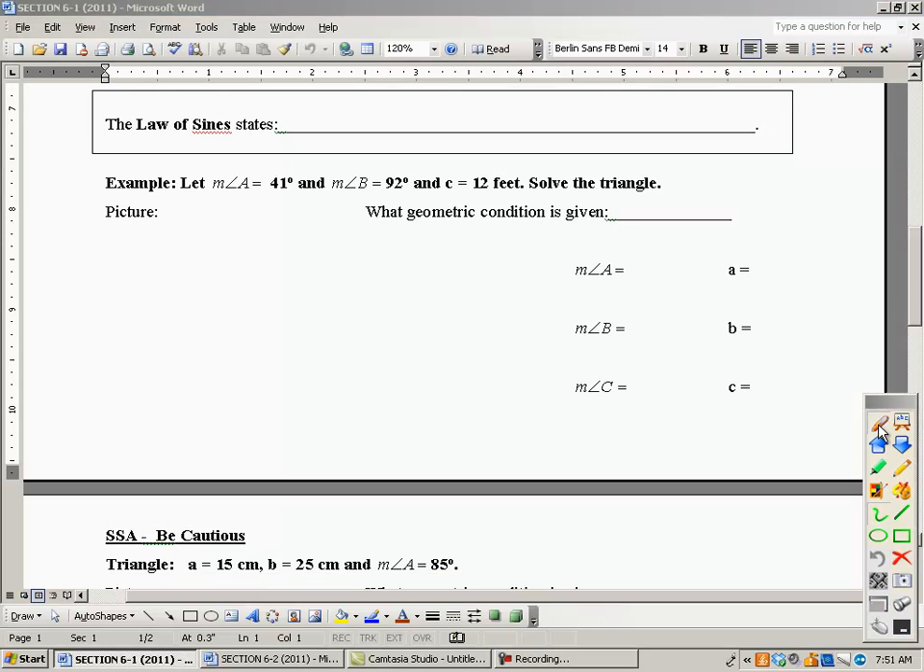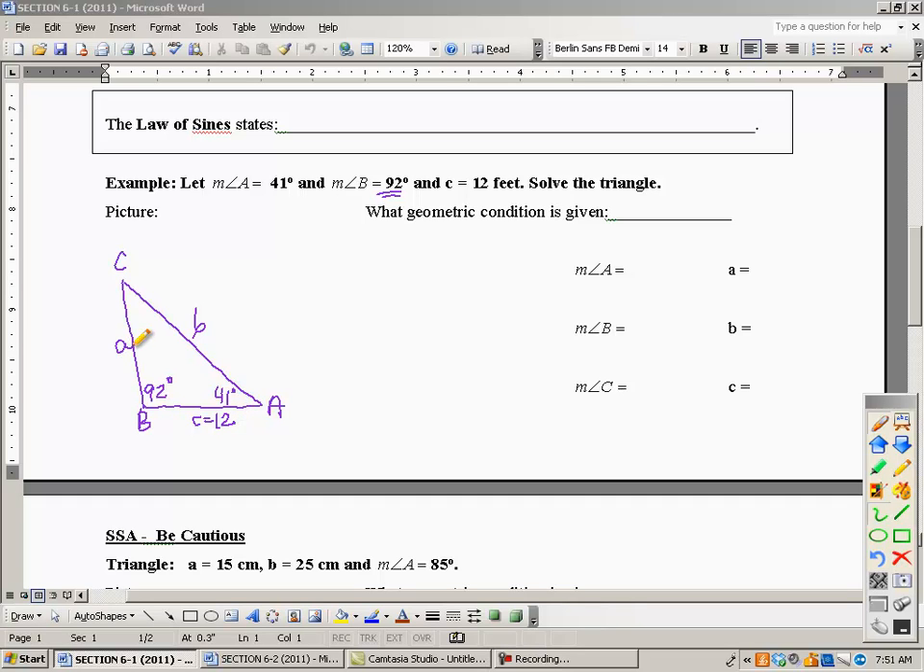First example, let angle A be 41 degrees, angle B be 92 degrees, and C be 12 feet. Biggest thing, draw a picture. I'm going to start with the biggest angle, 92. I know that's just above a 90, so maybe it'll look something like this. So I'm going to call this my 92 degree angle, which is B. That means across from angle B is side B. The other two angles, it doesn't necessarily matter what placement is, but I'm going to put it down here. So 41 degrees, and I'm going to call this C, and I don't know C yet. But I do know that side C is 12, and I got to find A.